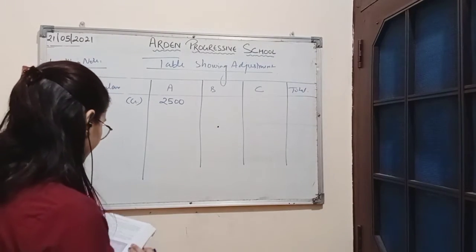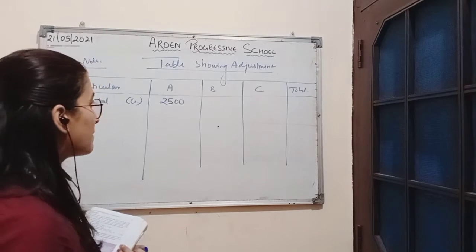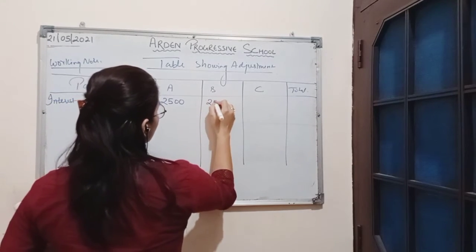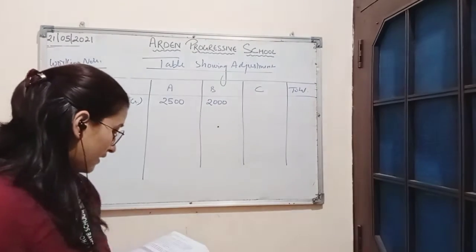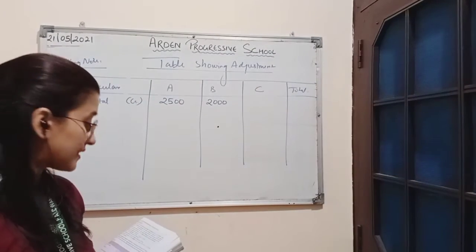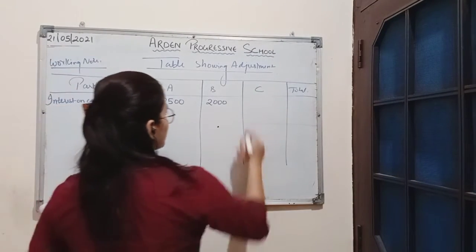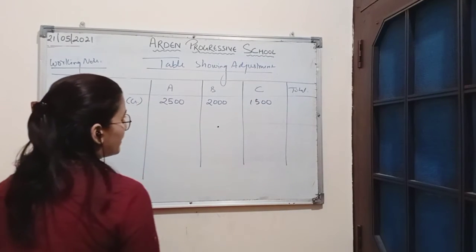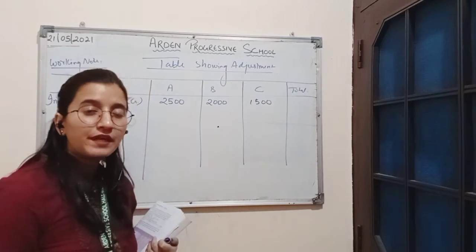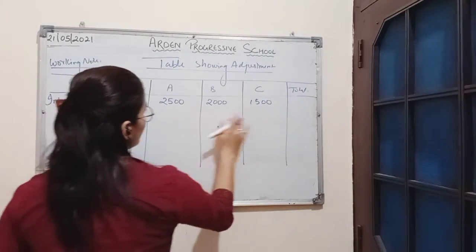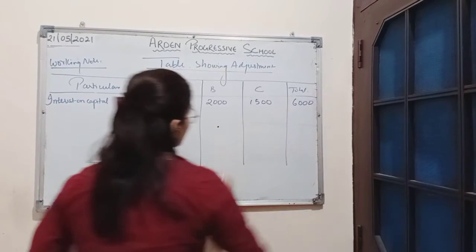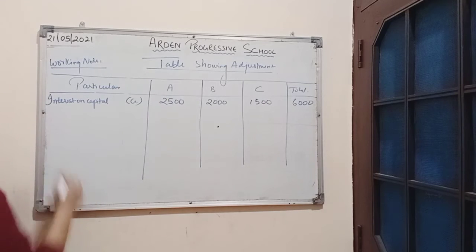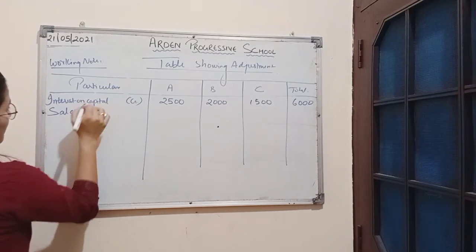Next is B has brought 20,000 as capital. Rate of interest on capital is 10%. So 10% of 20,000 is 2,000. Next, C has brought 15,000 as capital. So 10% of 15,000 is 1,500. Now the total amount of interest on capital, which is to be paid by the firm to the partners, will be 6,000.